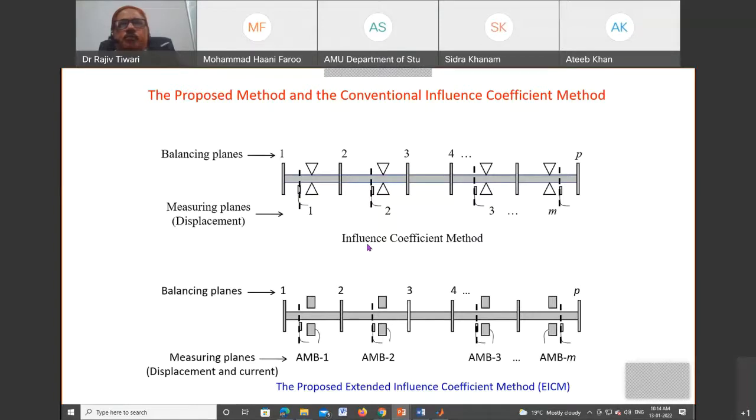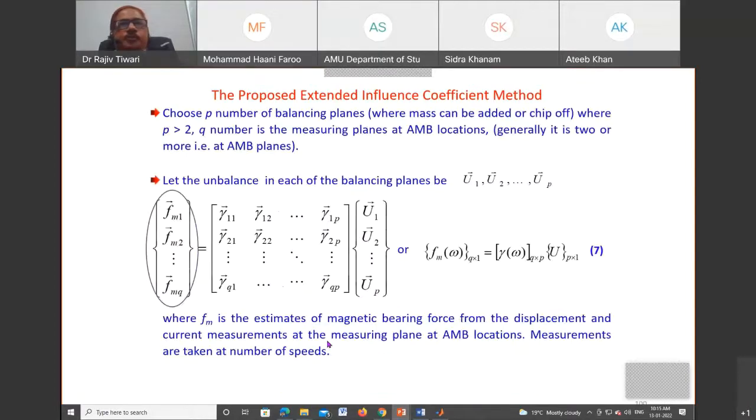Now here the influence coefficient which we model actually depends upon the unbalance and the response, meaning the displacement. But here the influence coefficient we need to redefine. That means we need to have current also involved in that. So that is the difference.